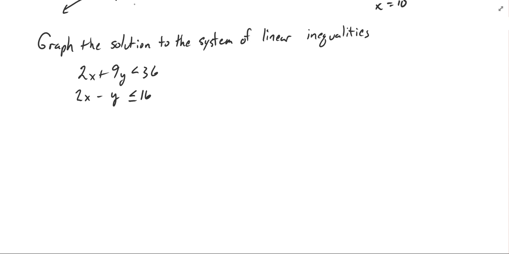Alright, we want to graph the solution to the system of linear inequalities. 2x plus 9y is less than 36, and 2x minus y is less than 18, or less than 16. But I just realized that on the question, this is actually a greater than 36, so let me make that change. So 2x plus 9y is greater than 36, and 2x minus y is less than or equal to 16.